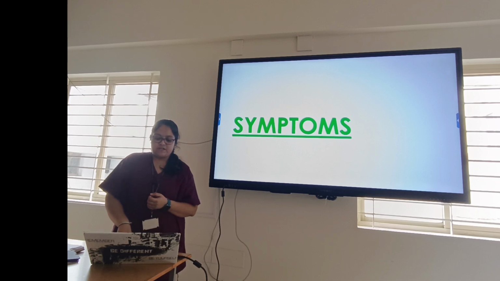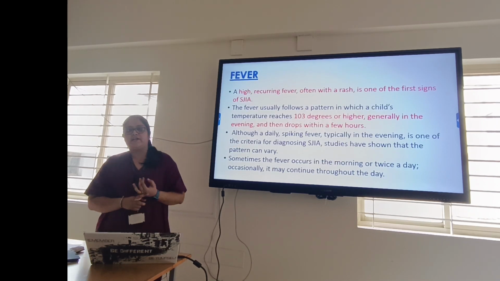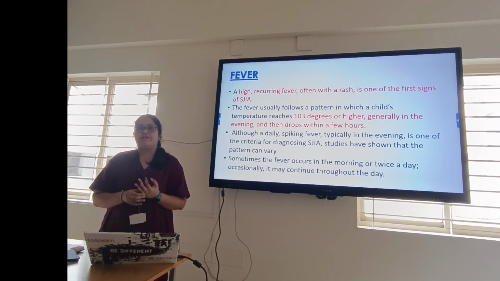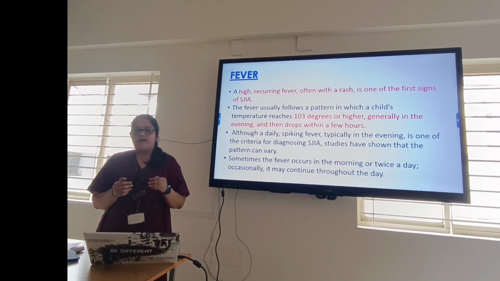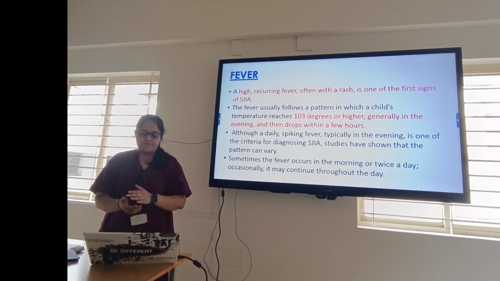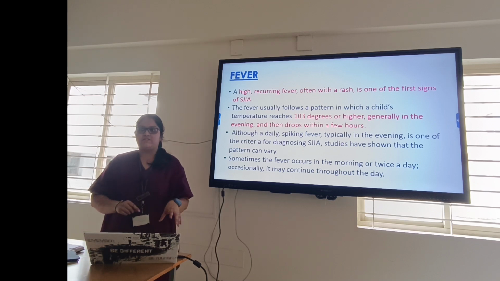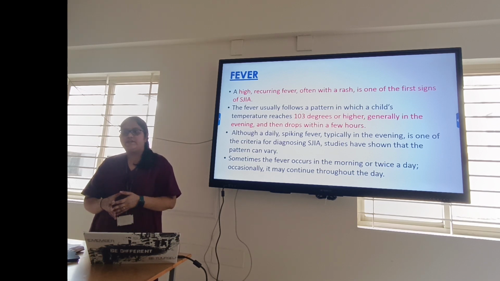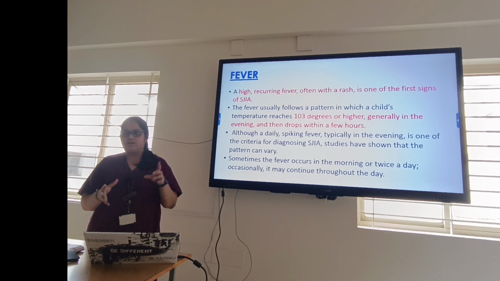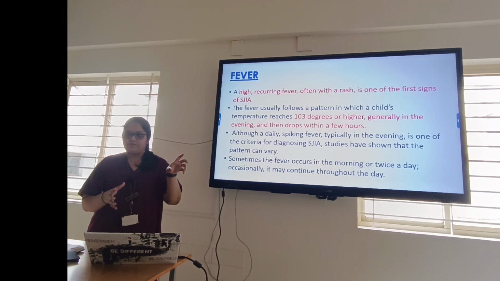Some of the symptoms that occur, first is fever, like I told. The criteria for diagnosing SoJIA is that the patient should have fever for a duration of 2 weeks, and continuously for 3 days. The degree of temperature should be 103 degrees, and one of the classic signs is that the temperature comes in the evening and drops at night. So this is one of the classical signs for the diagnosis of SoJIA.